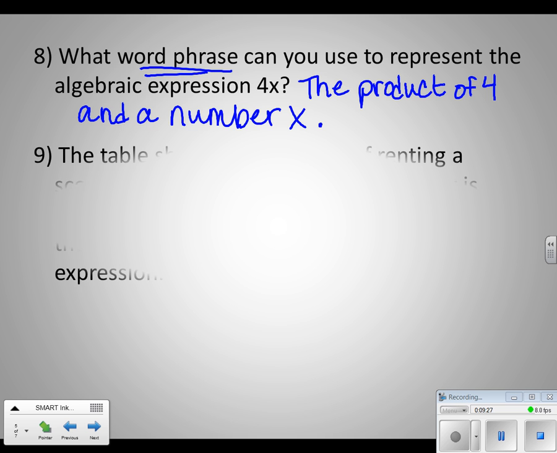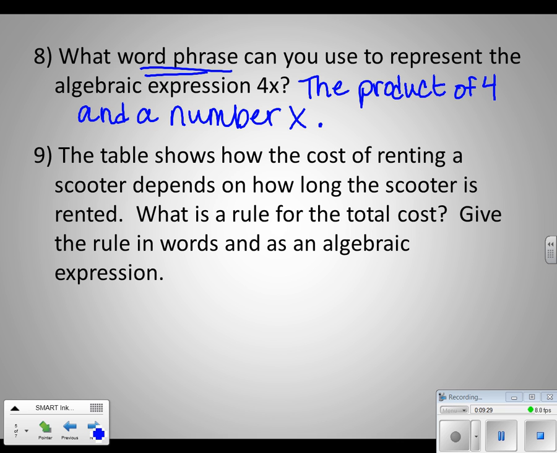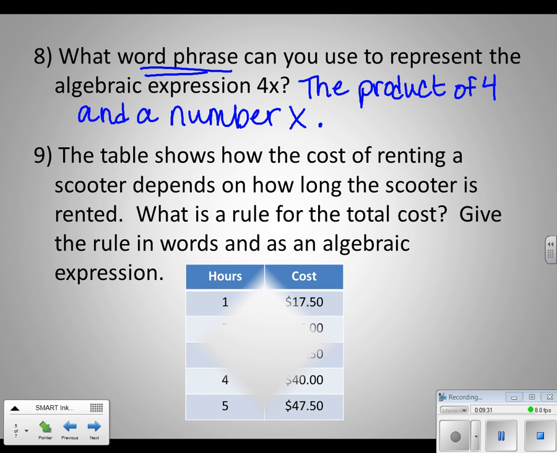And our last problem here for our notes. There we go. The table shows how the cost of renting a scooter depends on how long the scooter is rented. What is a rule for the total cost? Give the rule in words and as an algebraic expression. So you can see over the course of 5 hours, the cost is going up. And so what we want to do is we want to say, okay, how much is this going up by?